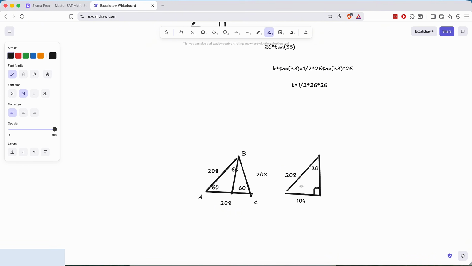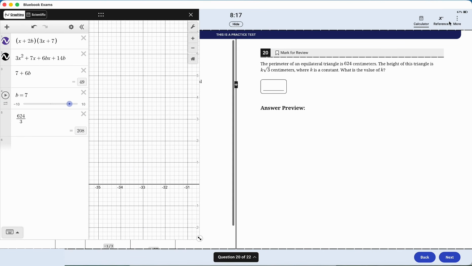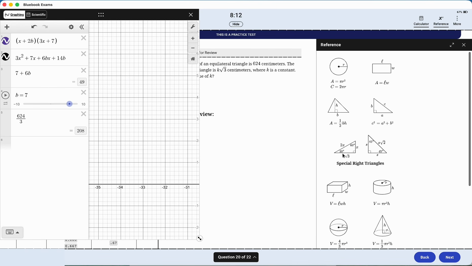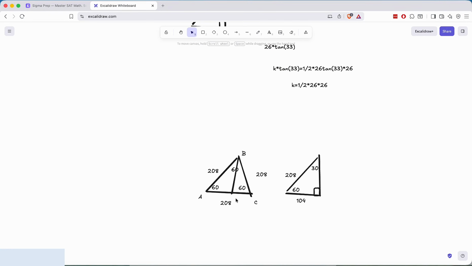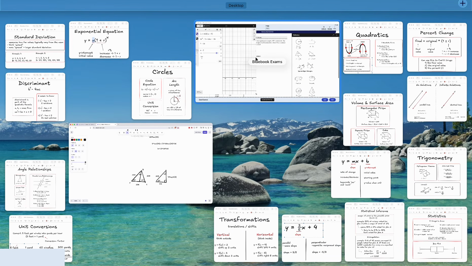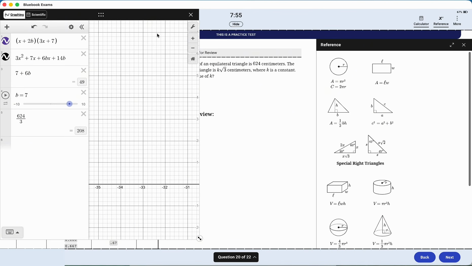An easy way to figure this out is if you know your special right triangles, which is something they do give you in the blue book, in the reference sheet. We have our special right triangles right here. We want to find the 60 side. The 60 side is x root 3 and the 30 side is x, right? So over here, this side just has to be 104 square root 3. And the question said it was going to be k square root 3, so it's just 104 in that case. That's our answer.